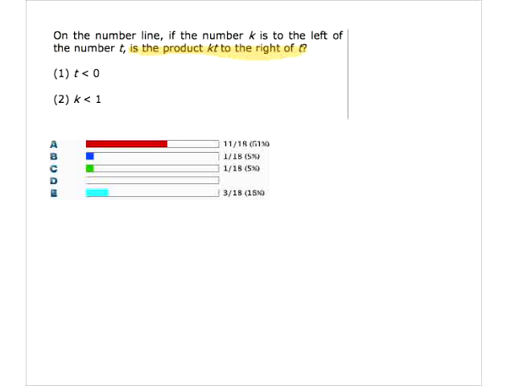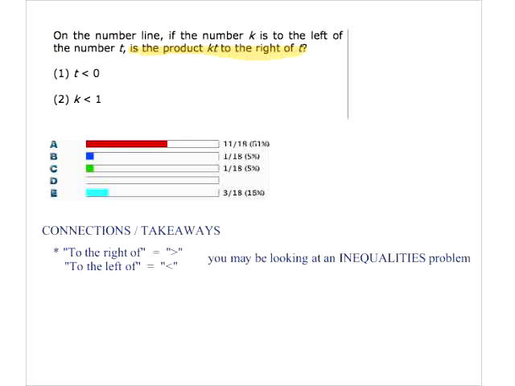So let's make some connections and takeaways here. If you see "to the right of," that's the same as just saying it's greater than. And if you see "to the left of," it's really the same as saying that it's less than. These are exact correspondences. So as such, you may be looking at an inequalities problem in disguise.